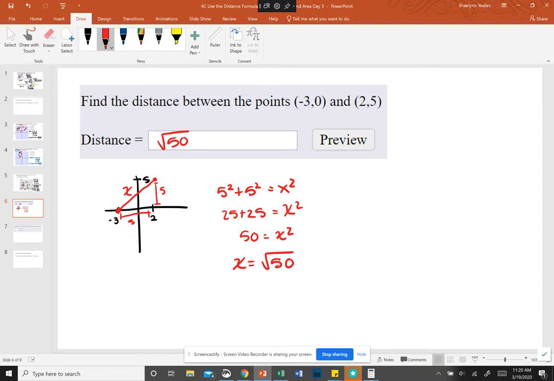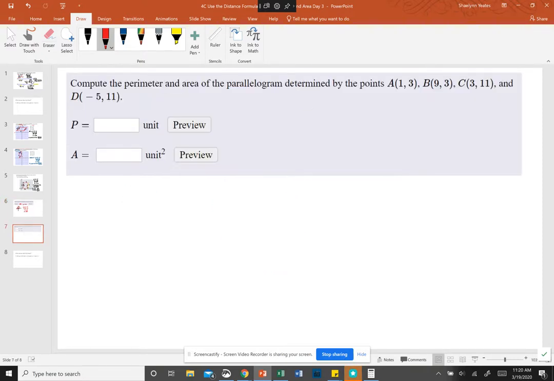Which if you don't know how to type that in, this is the same thing as typing SQRT and then in parentheses 50. All right, we've got one more that we're going to do today. All right, so this one's super short.